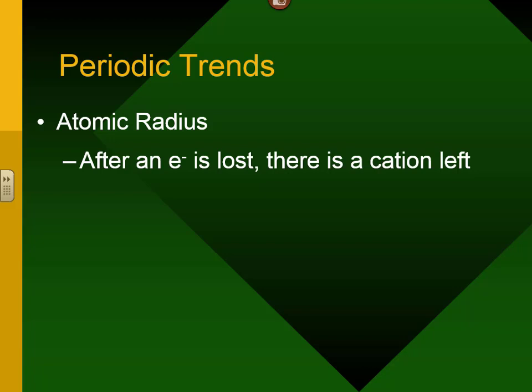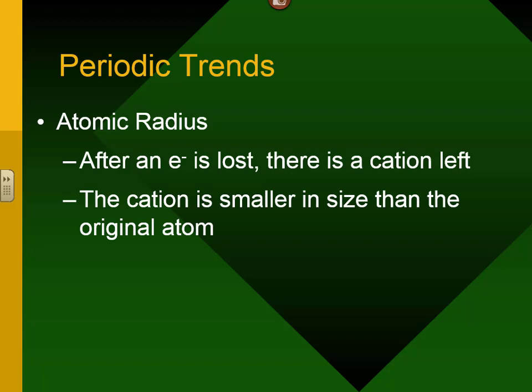Okay, side note for atomic radius. Earlier this week, we talked about how you make ions. You make ions when an electron is lost or gained. We can also compare the size of the ion to the size of the original atom. So if an electron is lost, then we make a cation. Cations are smaller than the original atom.